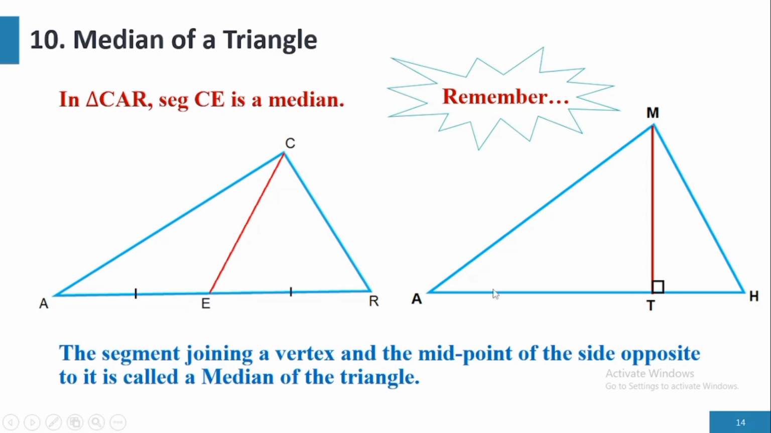It is possible in case of equilateral triangle and in case of isosceles triangle sometimes that median and altitude, they both are same. But they need not be same for all triangles. Median, you have to remember that it's a midpoint. Altitude, you have to remember that it's a perpendicular making angle of 90 degree.